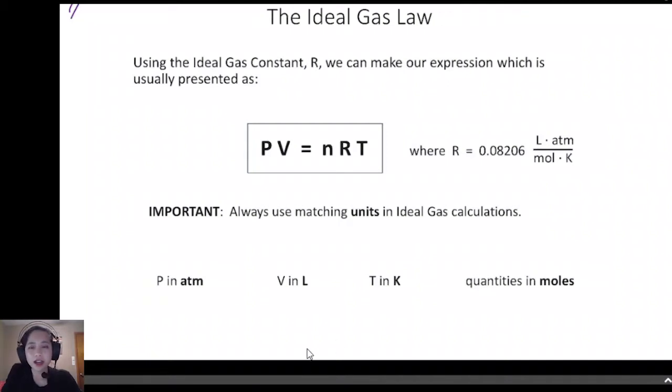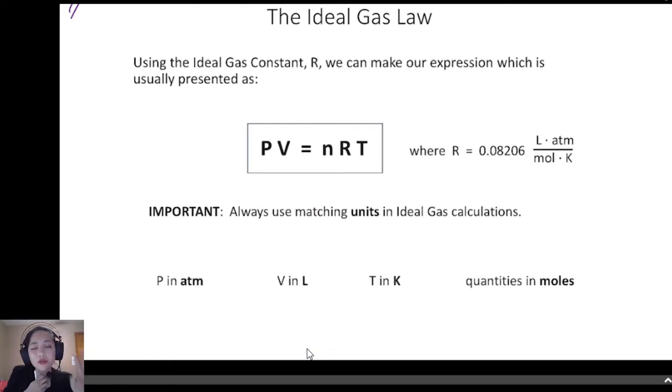So let's pick up at the ideal gas law. Previous to this slide, we talked about how different properties that we can measure, such as pressure, volume, and temperature, how all of those different quantities that we can measure of a gas sample are related to one another. So if you change one, how does another physical property change?